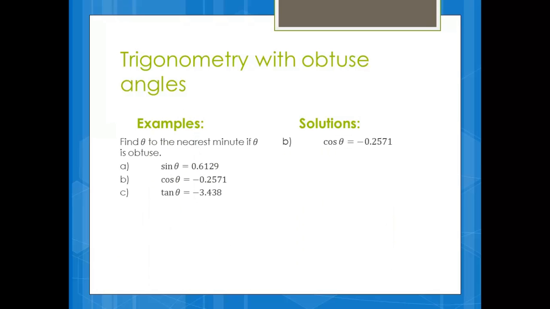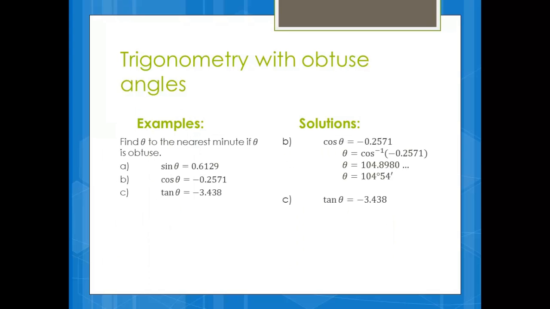Take the inverse cosine of negative 0.2571 by pressing shift or second function, then negative 0.2571 and equals, giving an angle of 104 degrees 54 minutes.